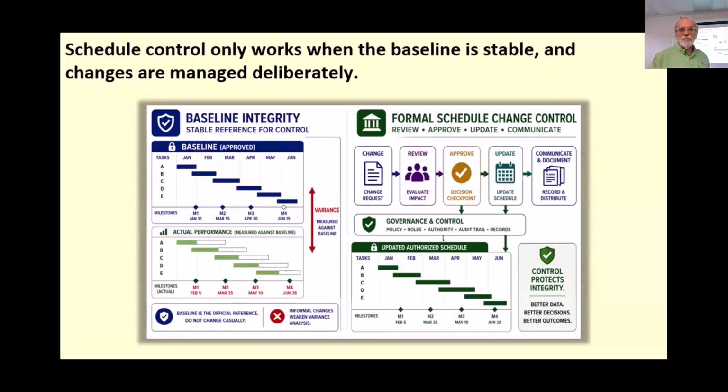So by this point, we've seen that schedule management depends on comparing actual progress to an approved plan. So we're going to compare our progress to our baseline. We want to identify variance and track actions or activities when needed. And that only works if the baseline remains stable enough to serve as a real point of comparison. This is where baseline integrity becomes important. And it goes back to what I was saying about keeping a good version of the baseline available. Baseline integrity means the approved schedule remains the official reference until a change is formally evaluated and approved.